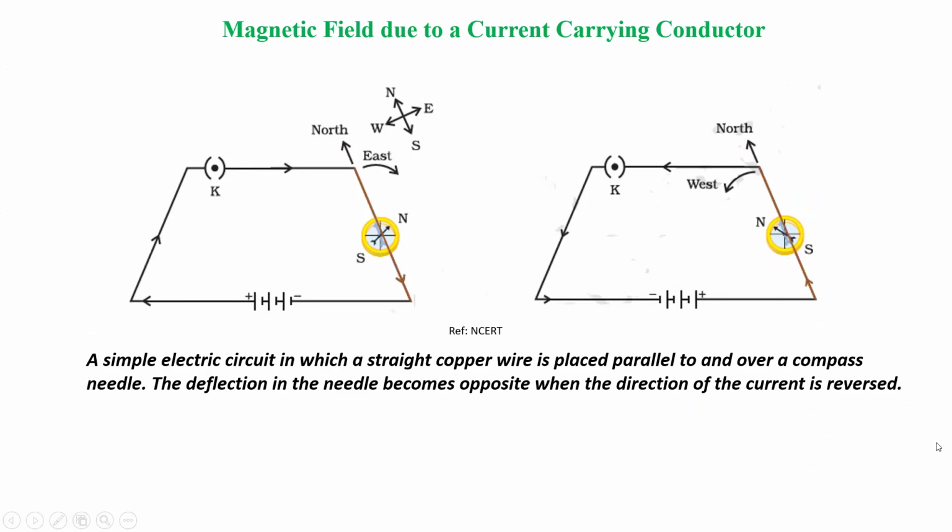Next, we are going to see the magnetic field due to current carrying conductors. What we have seen a little bit in the starting, we are going to see here a little bit in more detail.